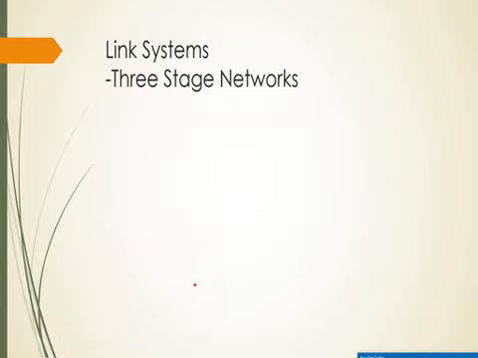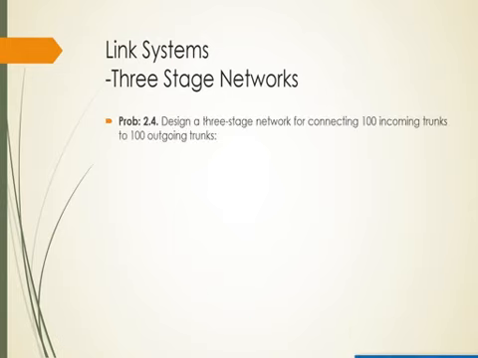Now let us consider a problem related to a three-stage network. Design a three-stage network for connecting 100 incoming and 100 outgoing. If I represent the inlets as m and the outlets as n, the condition is m is equal to n is equal to 100. If this is the case, how do I go ahead?